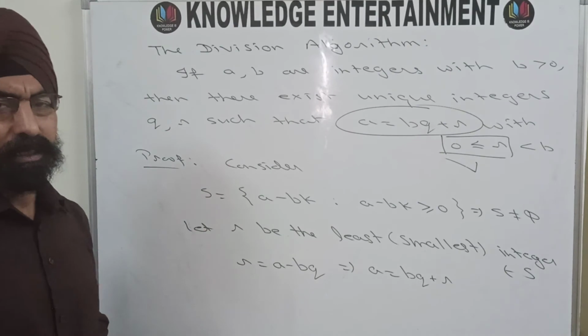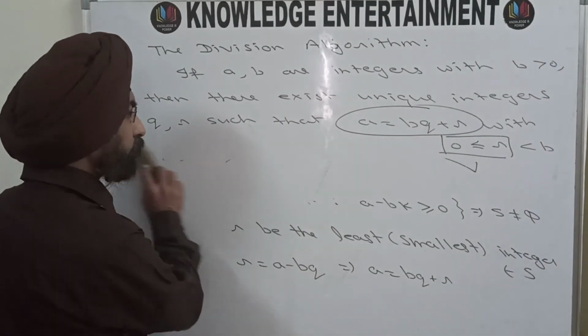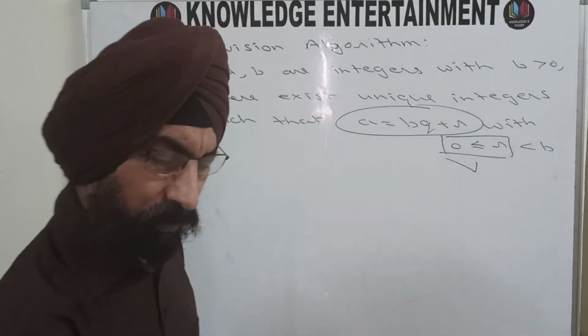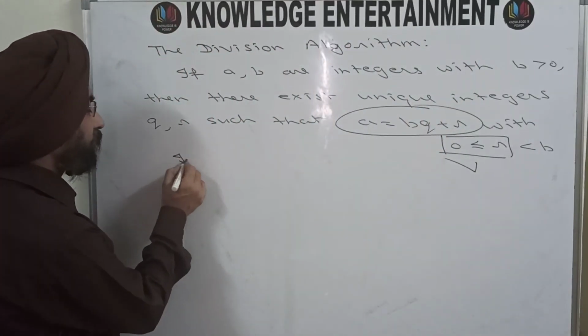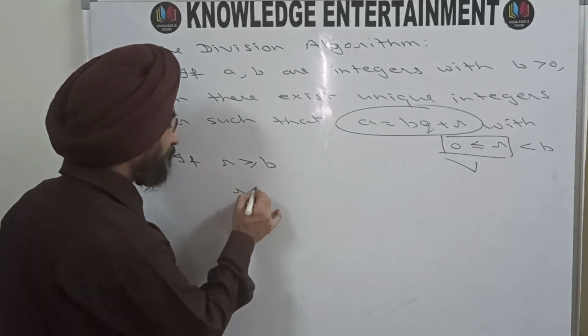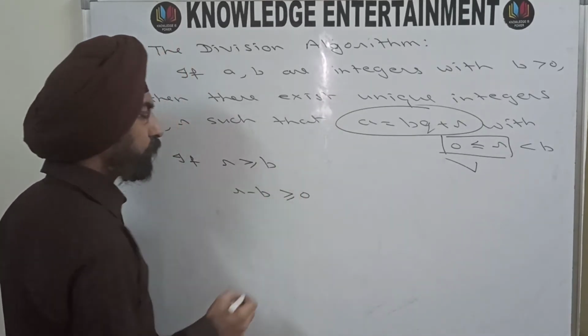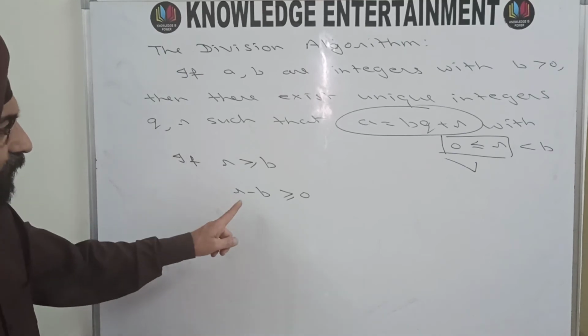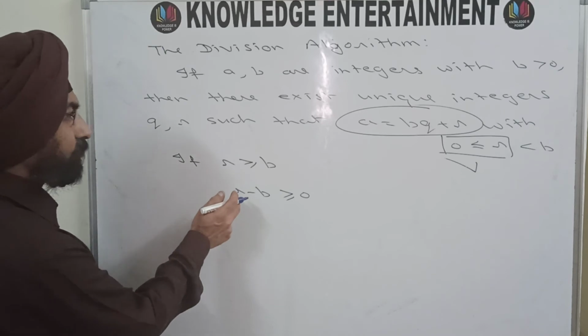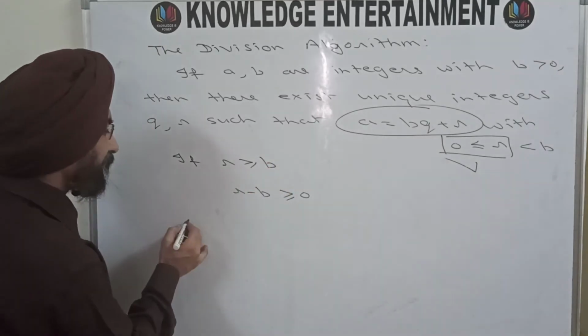Suppose, if possible, your R is greater than or equal to B. What will happen? If your R is greater than or equal to B, then R minus B is greater than or equal to 0. And what is the value of R? Value of R is A minus BQ.